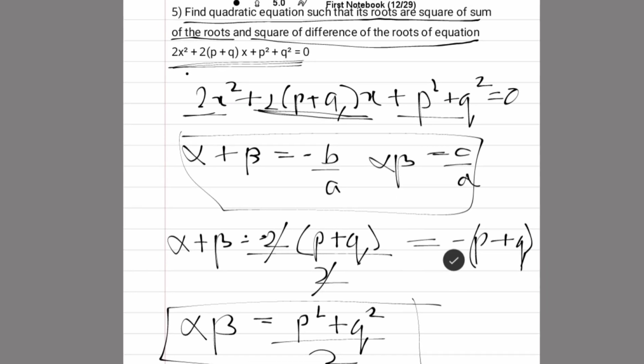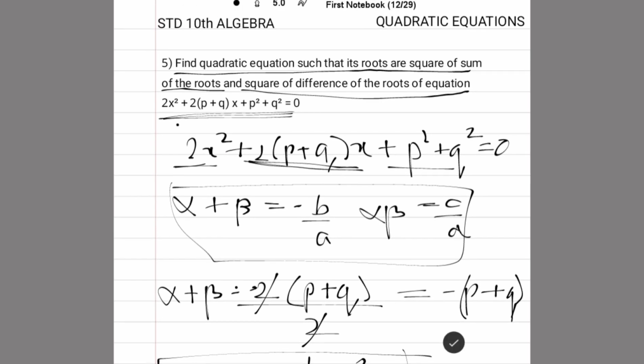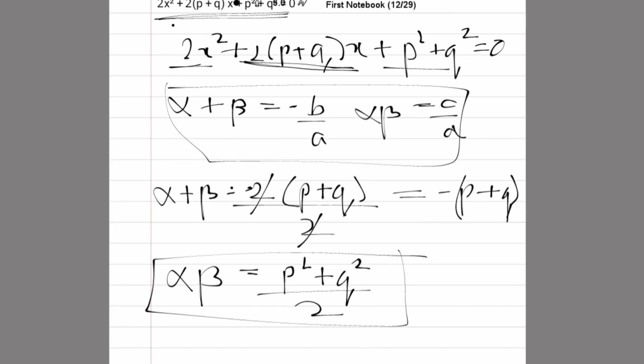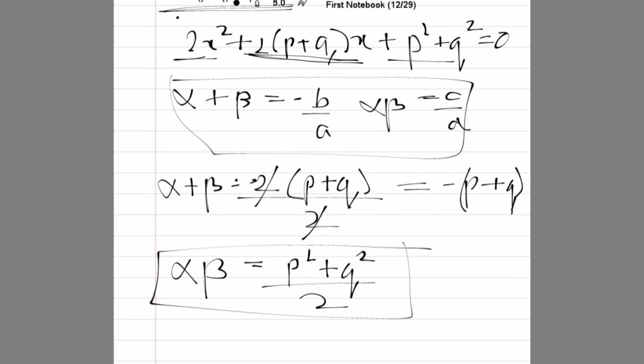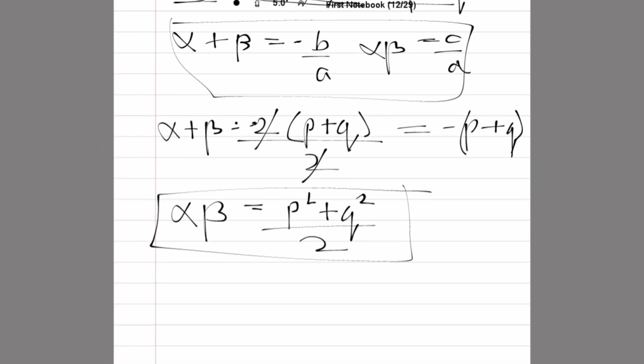Now what they have given us is the new equation which we have to form. Its roots are the square of the sum of the roots and the square of the difference of the roots. So now we need to find alpha plus beta whole square. We know what alpha plus beta is, and we need to find its whole square.